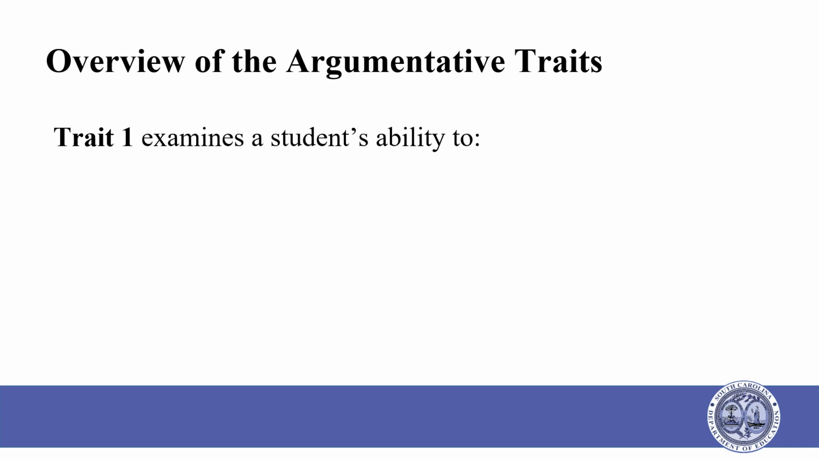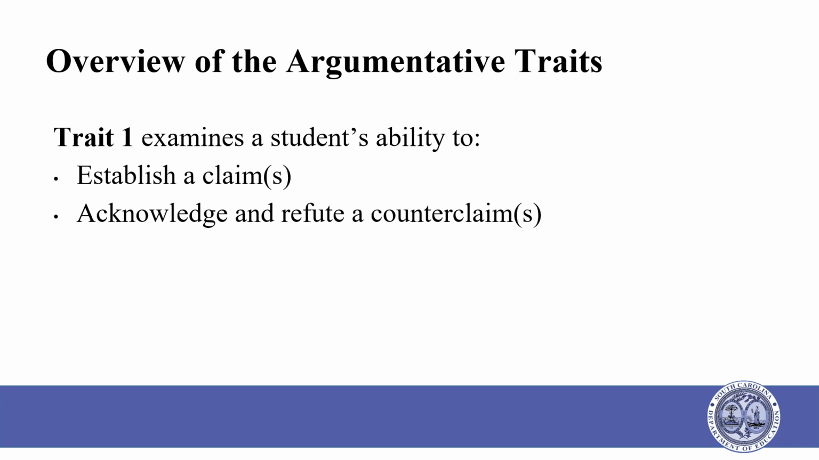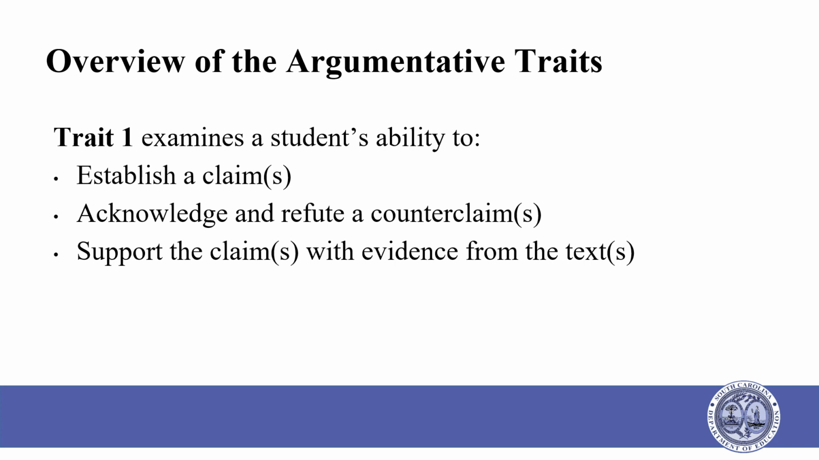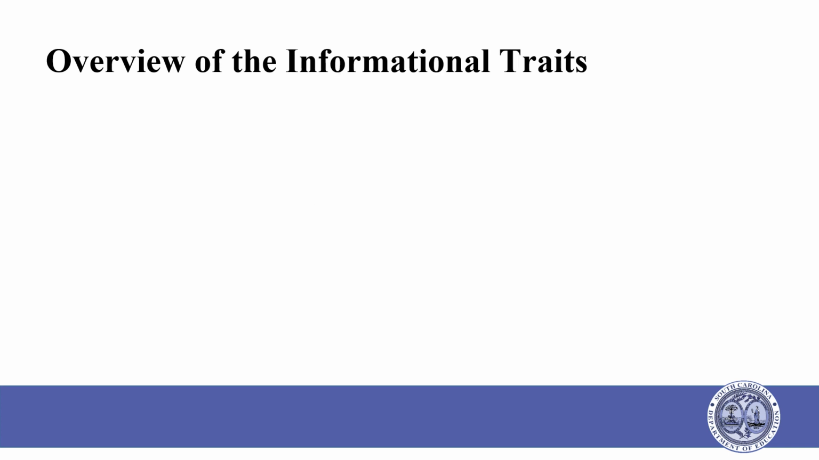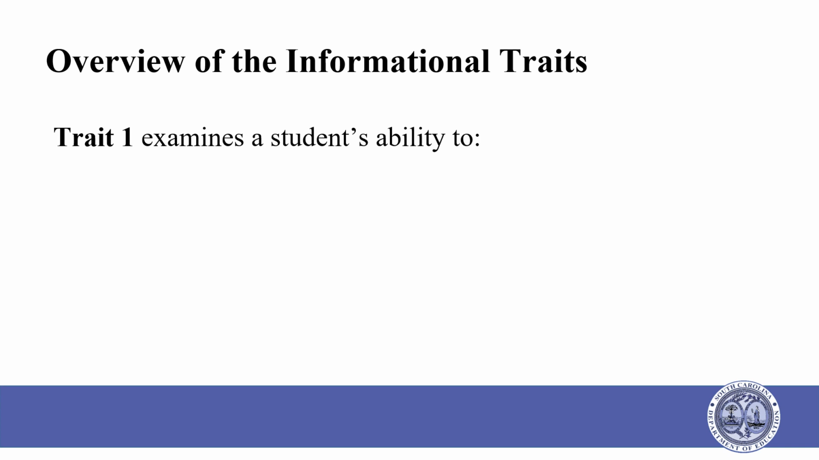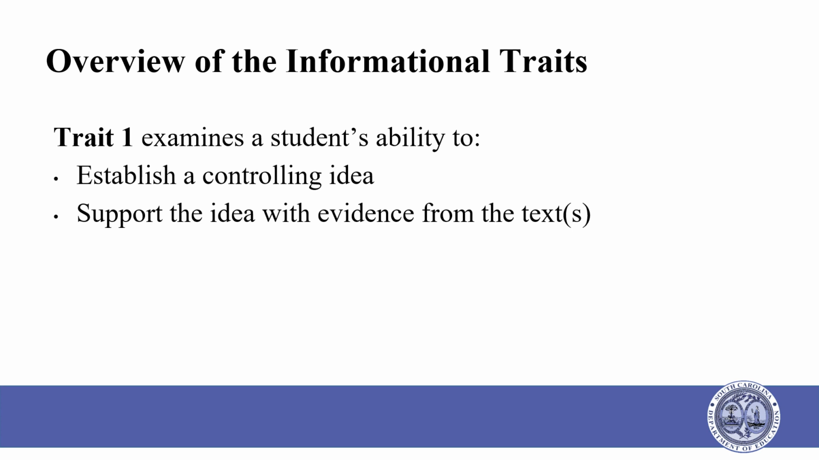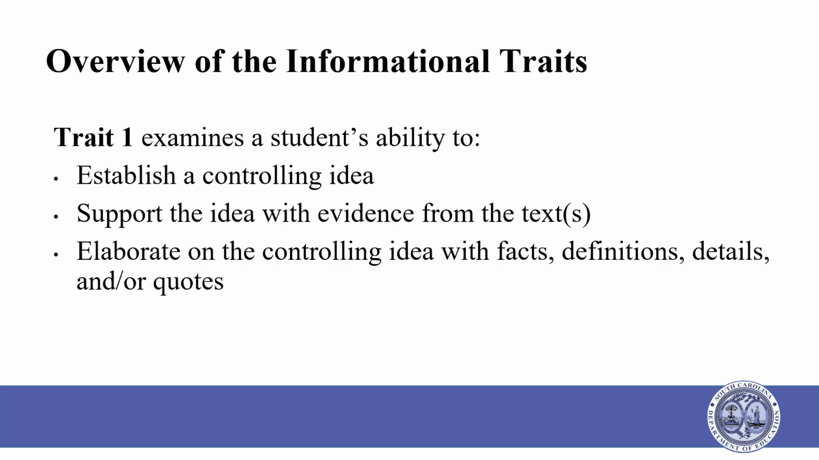Trait 1 of argumentative writing examines a student's ability to establish a claim, acknowledge and refute a counterclaim, support the claim with evidence from the text, and elaborate on the claim with reasons and evidence. Trait 1 of the informative writing rubric examines a student's ability to establish a controlling idea, support the idea with evidence from the text, and elaborate on the controlling idea with facts, definitions, details, and/or quotes.